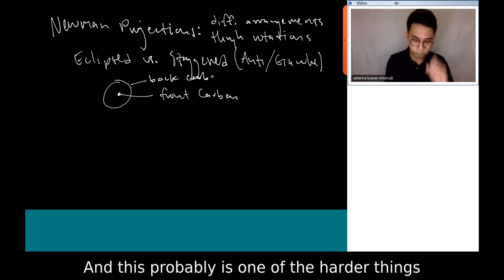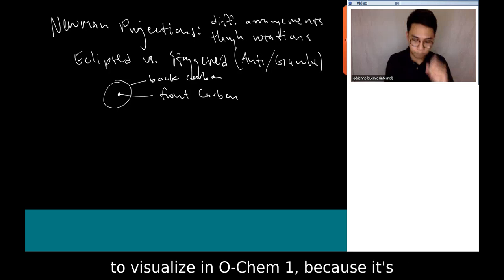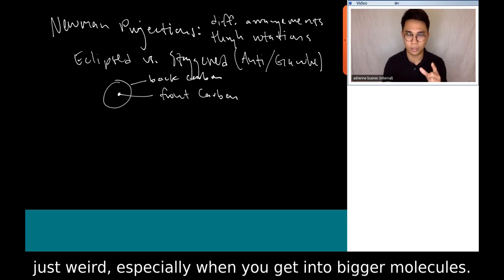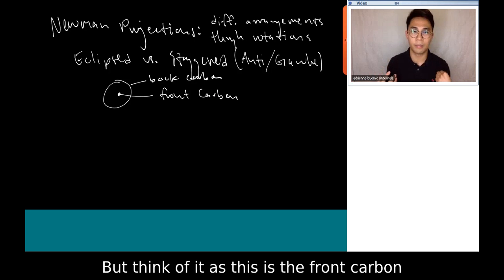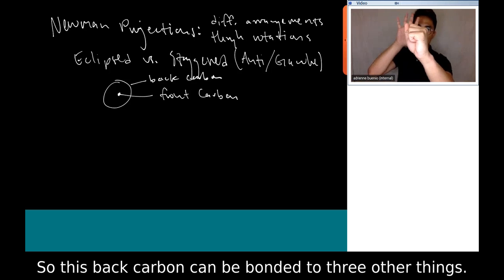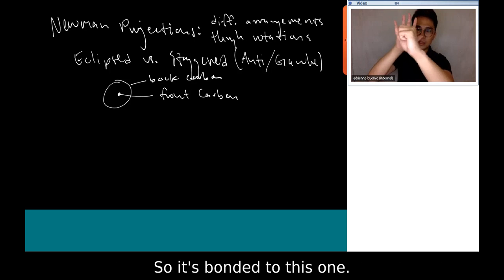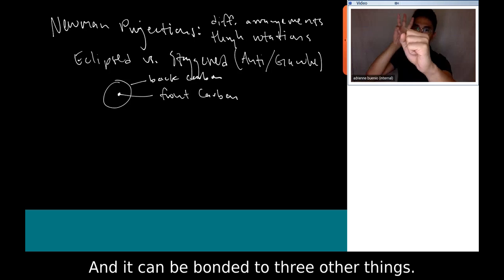This is probably one of the harder things to visualize in O-Chem 1 because it's just weird, especially when you get into bigger molecules. And trust me, you will see bigger ones and they go crazy. But think of it as, this is the front carbon and this is the back carbon, right? So this back carbon can be bonded to three other things, right? So it's bonded to this one, and it can be bonded to three other things.